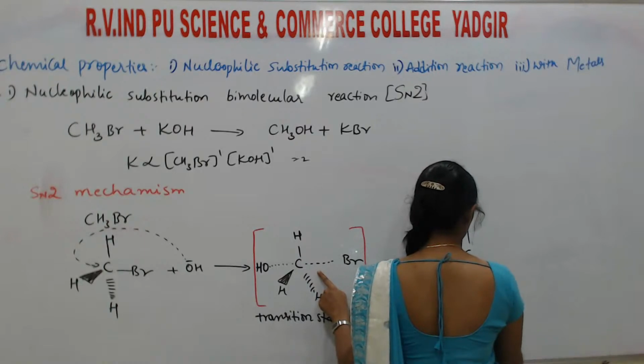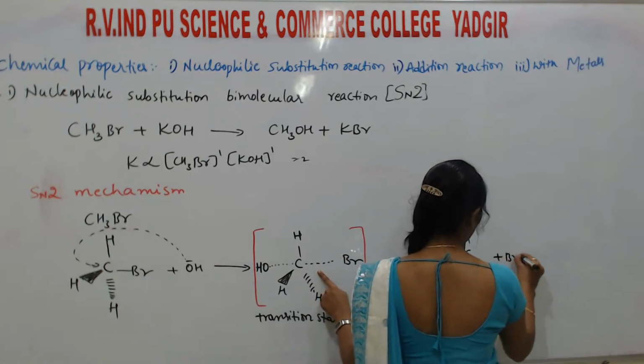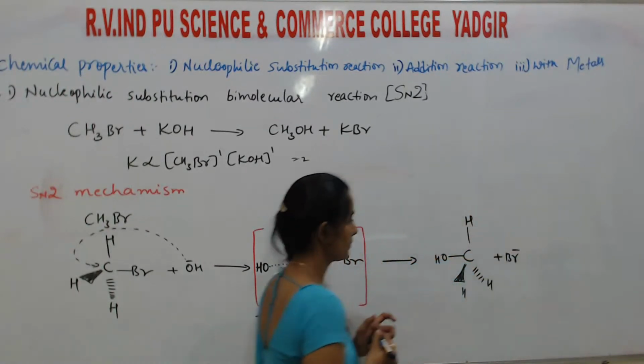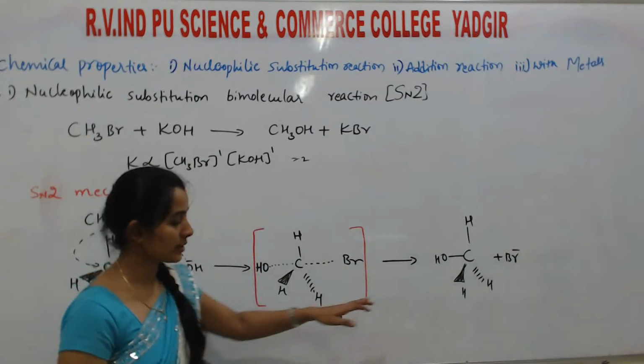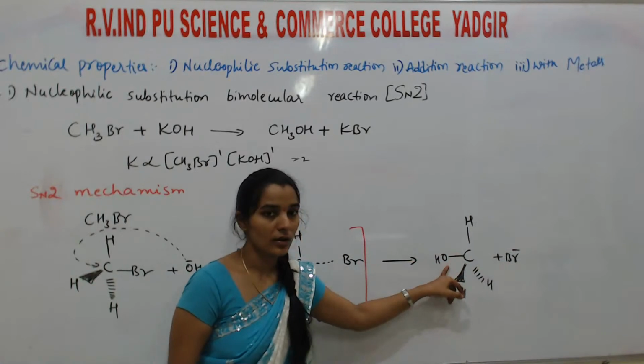This is the hydrogen. Here OH will bond. Here Br will dissociate. Okay, so students, at the same time, here what happens? The Br dissociated, OH is formed.